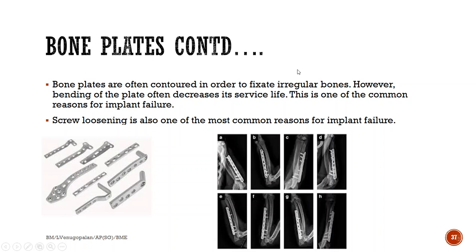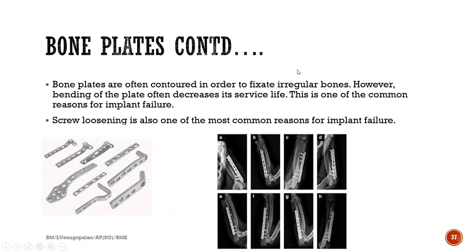Now, bone plates are often contoured in order to fixate irregular bones. So you often have to bend the bone plates to a certain extent to fixate irregular bones. You have quite a few examples of irregular bones. The vertebral column is made up of irregular bones. Again, you have your tarsals, metatarsals, your carpals and metacarpals, which are irregular bones, right? You cannot define them in a particular shape. So in order to fixate fractures of these bones, you have to have a bone plate that can be contoured slightly.